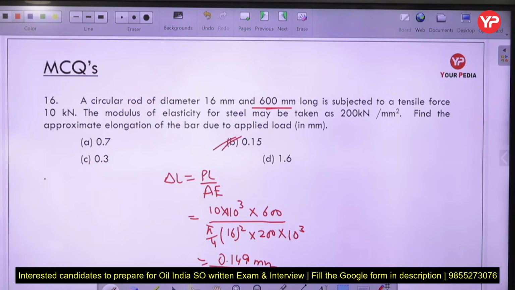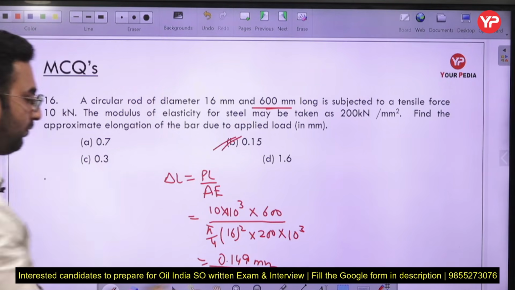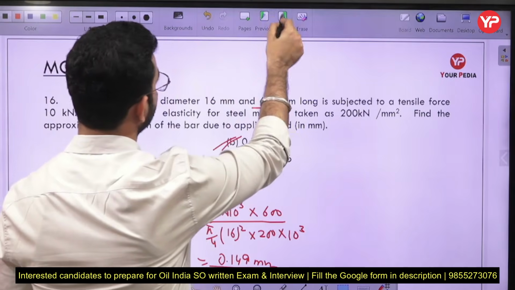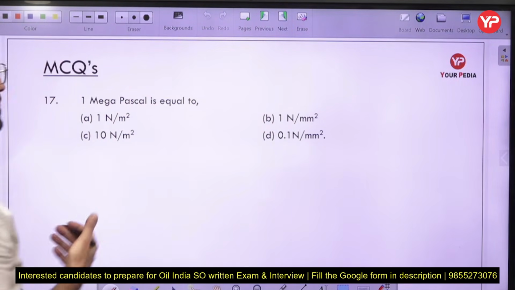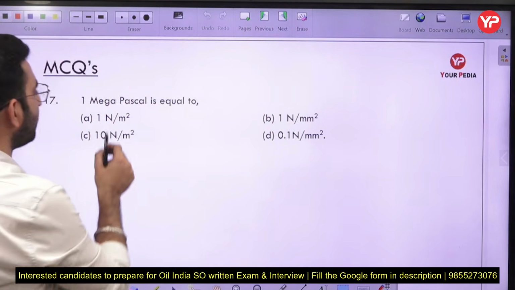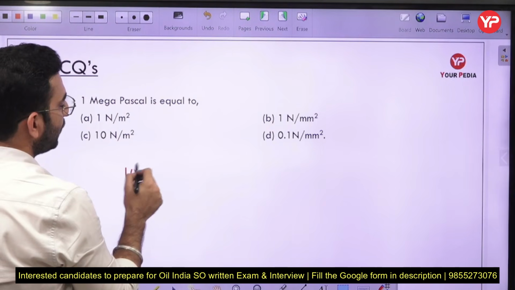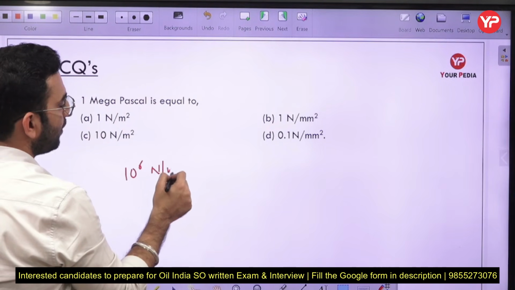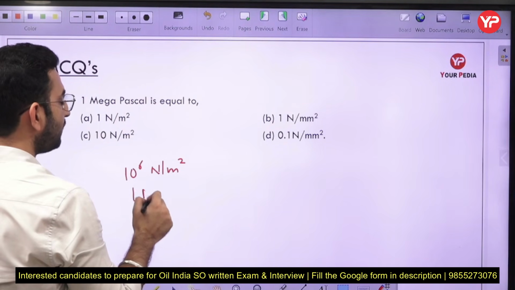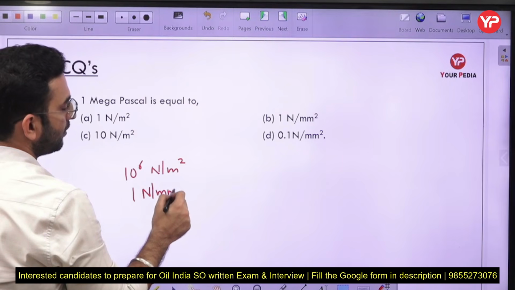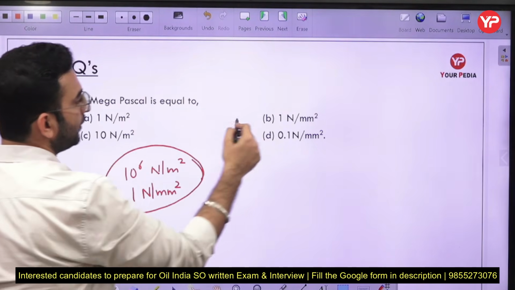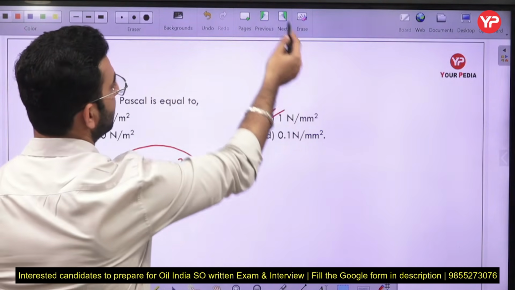Now coming back to the next part: 1 megapascal is equal to, that is a simple case, 10 to the power 6 Newton per meter square. It can also be written as 1 Newton per millimeter square. So in this case option number B will be the correct answer.